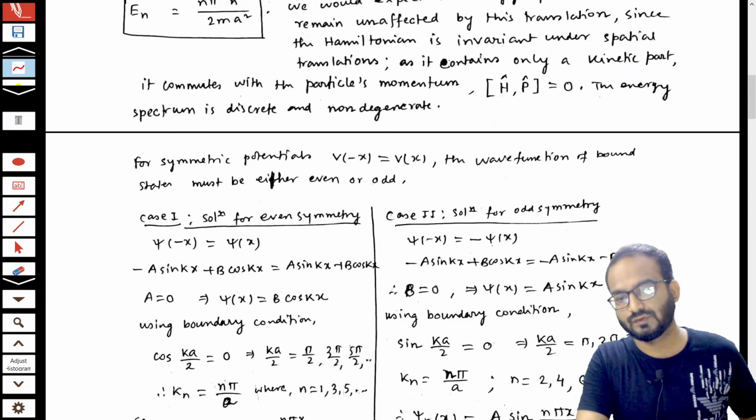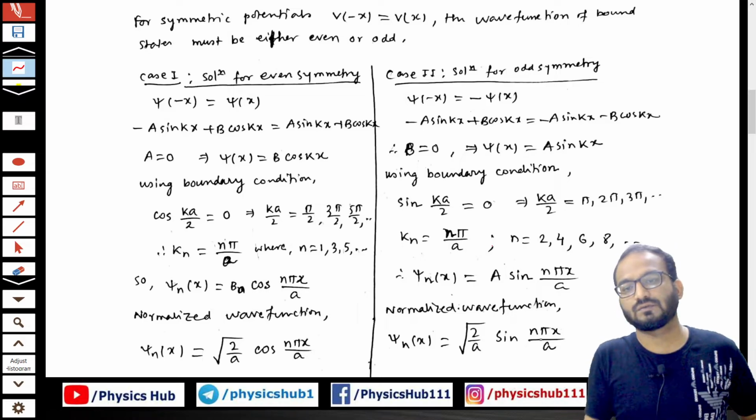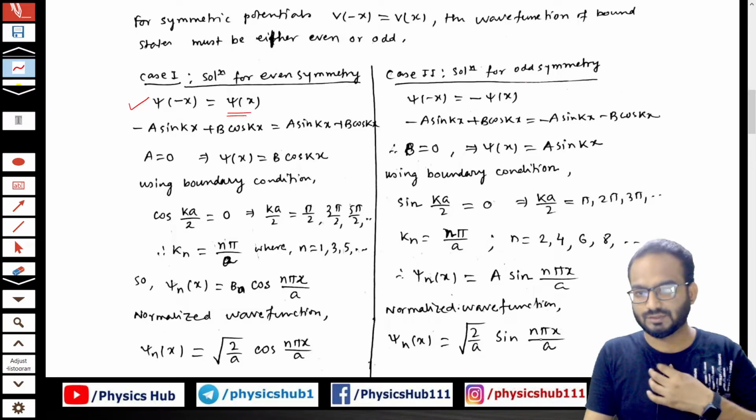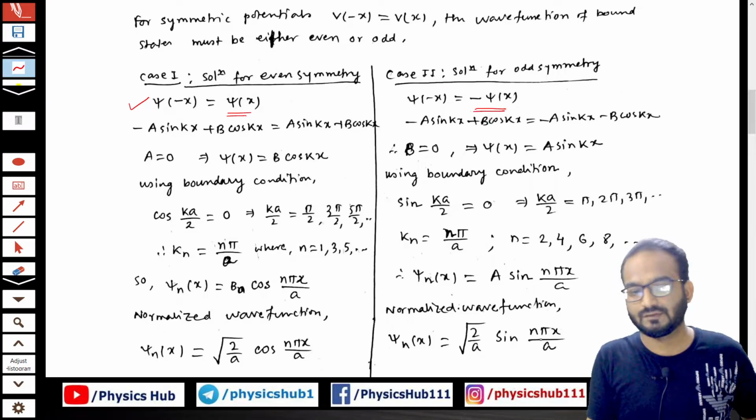So we'll get two cases. We'll get one solution for the even symmetry. Even symmetry means psi of minus x equals psi of x. One solution we'll get for odd symmetry. Psi of minus x equals minus psi of x.